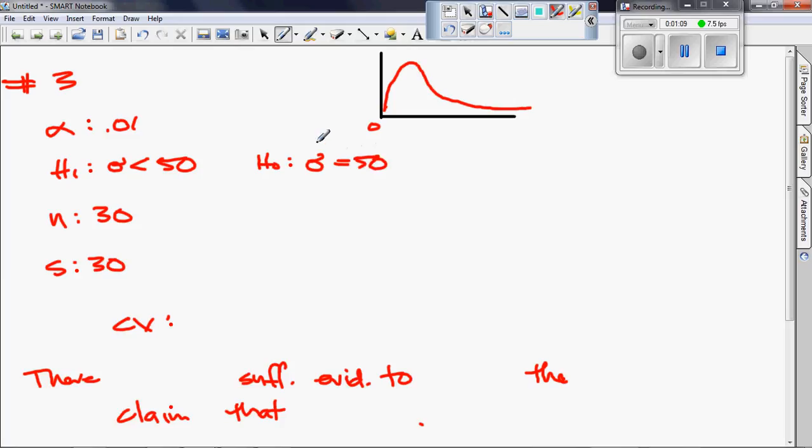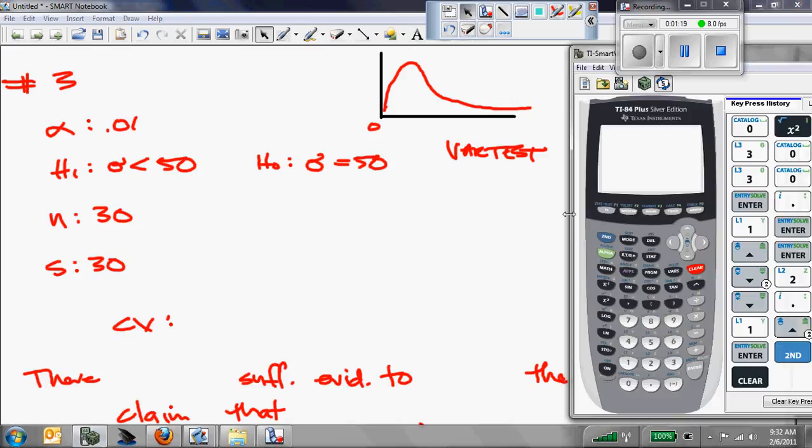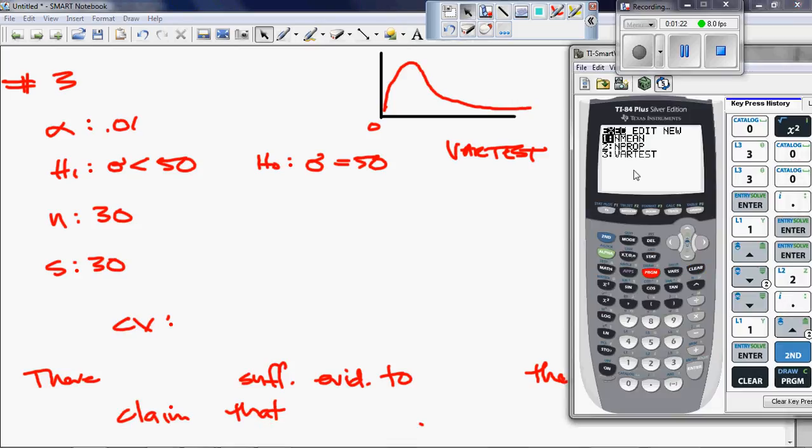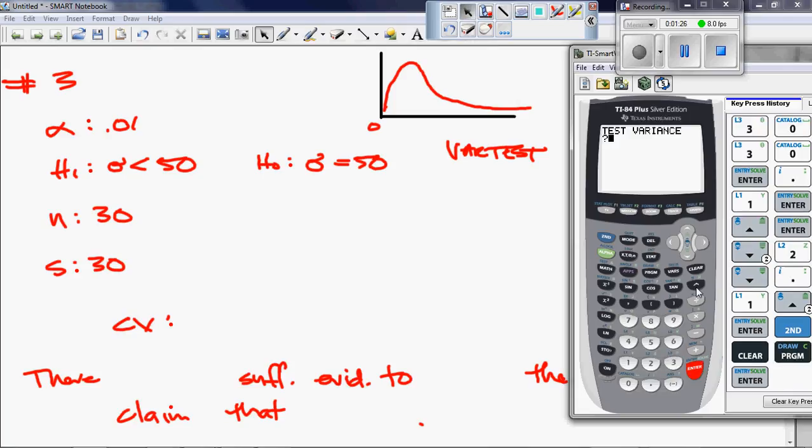So we're going to use the VarTest in our program. It should be loaded onto everybody's calculator. So to get there, we hit program. VarTest is the program we're going to be using. Hit enter to execute. Test the variance. That is the value of the null hypothesis.